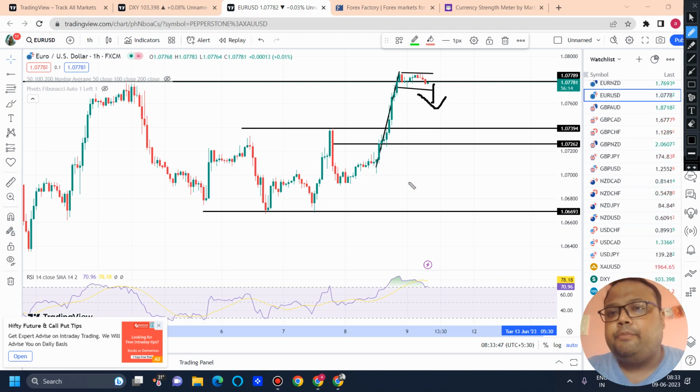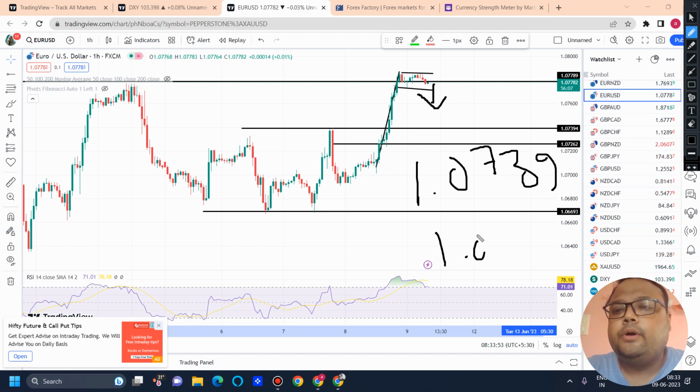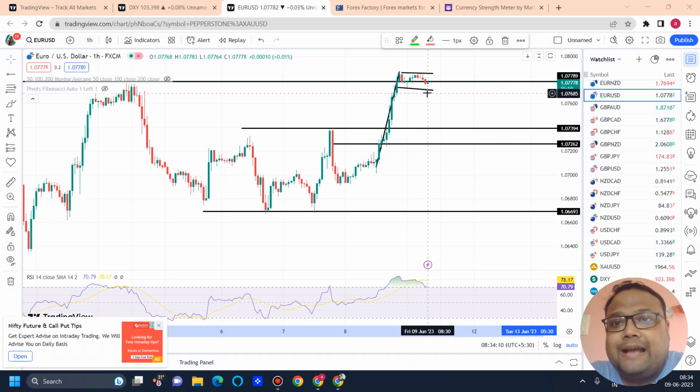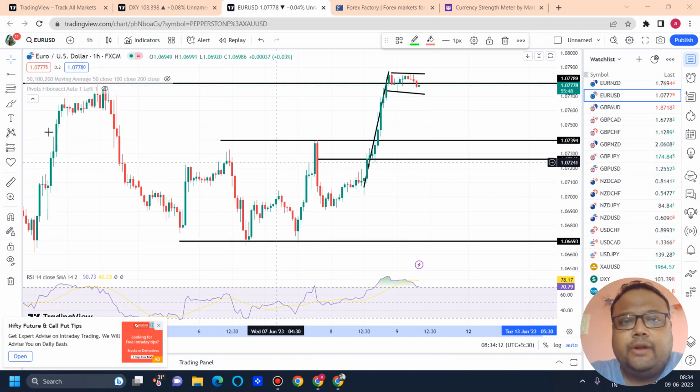The next buy opportunity on the chart of Euro USD will be around 1.0739, 1.0725. These are the two levels where you can expect Euro USD to take support if the flag pattern fails. Why are we considering these levels?